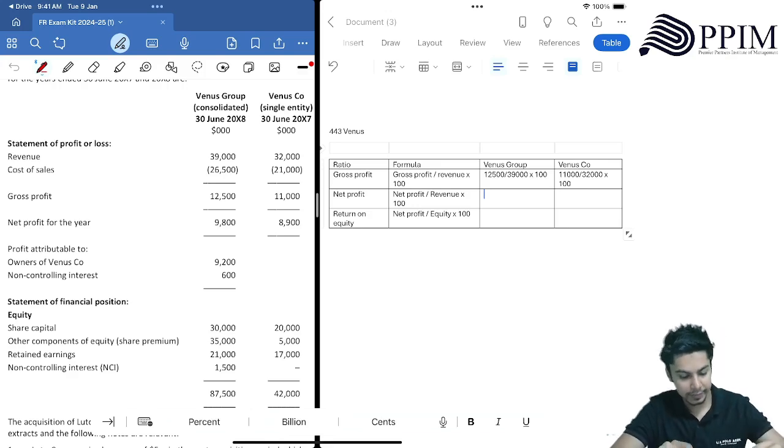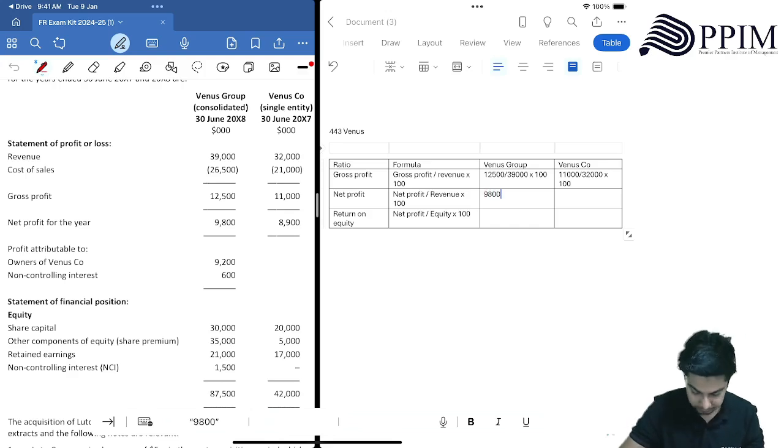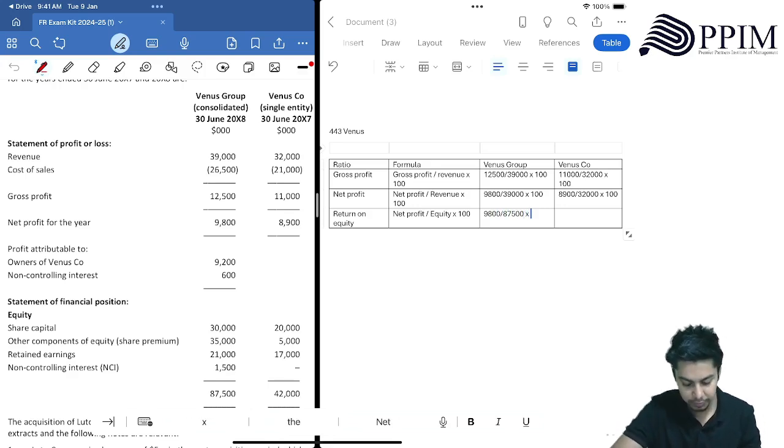Then on the other hand, we have net profit. Net profit should be 9,800 divided by 39,000 into 100. Once again, we have 8,900 divided by 32,000 into 100. Then next part, again net profit 9,800 divided by equity 87,500 into 100. Over here, 8,900 divided by 42,000 into 100.